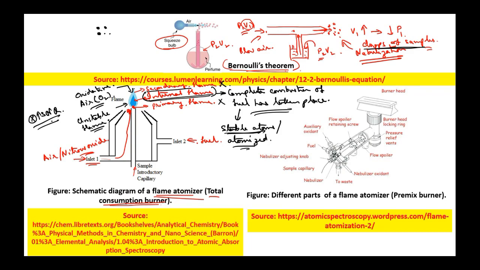Okay, so in the case of flame atomizer, we may not have a very good signal to noise ratio. Now, how to avoid this condition such that these large droplets do not gain entry into the flame region? To avoid that, this premix burner type flame atomizer is used.